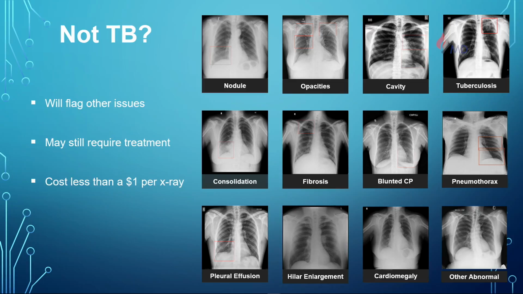So what happens if it's not TB? Well, it's still going to flag other issues. So if you have pneumonia, you still need treatment, right? So you should probably still be alerted by the radiologist. And the cost is actually less than $1 per x-ray. So this is a real solution that can be used in countries that don't have a lot of income to spend on healthcare and have a lot of access issues.